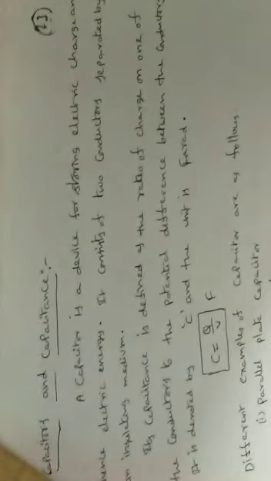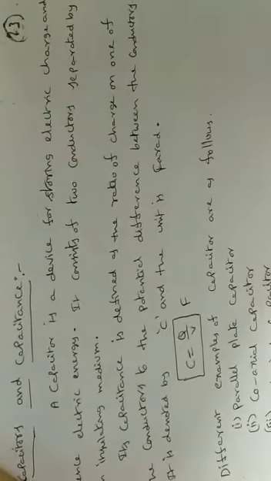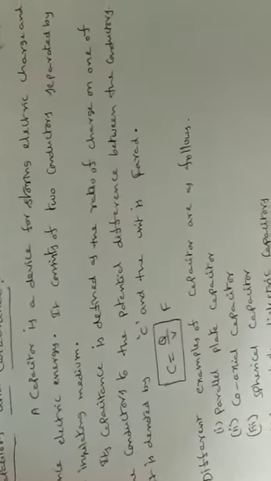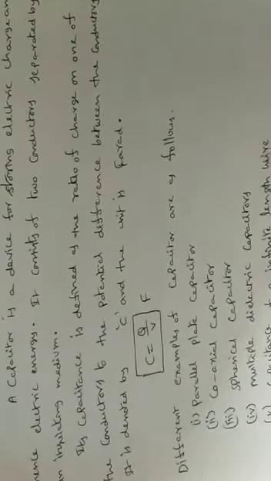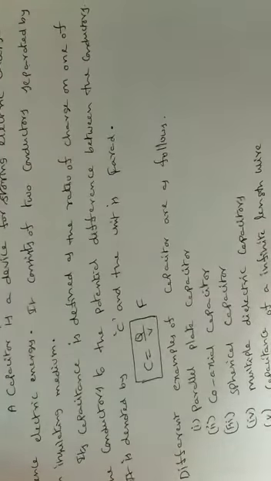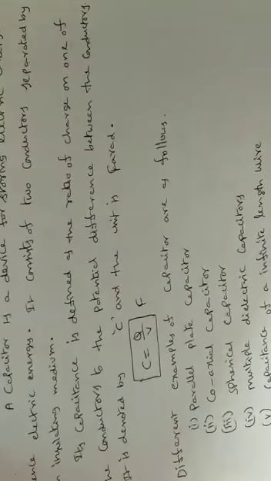And the capacitance is defined as the ratio of the charge on any one of the conductors to the potential difference between the two conductors. It is denoted by C and the unit is farad. The standard formula is capacitance C is equal to Q by V, where Q is the charge on any one of the plates and V is the potential difference between the two conductors.